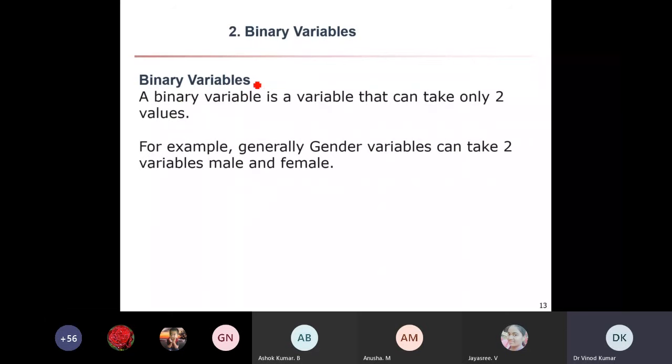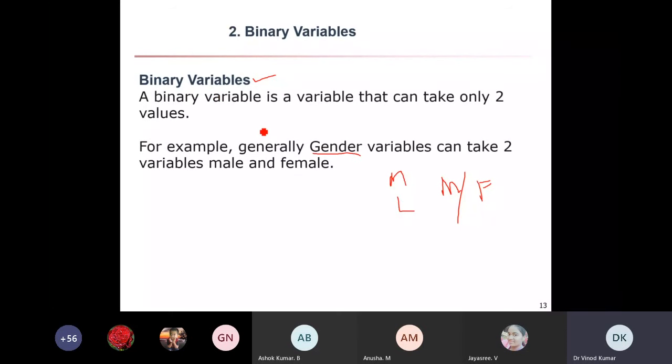Next one is the very common binary variables. Binary variables generally take two types of values, in the form of yes or no, or 0 or 1. You can say present or absent, presence or absence. Like in gender, there are two values, male and female. So this variable takes two values only. You already know binary variables, so no need to discuss them once again.